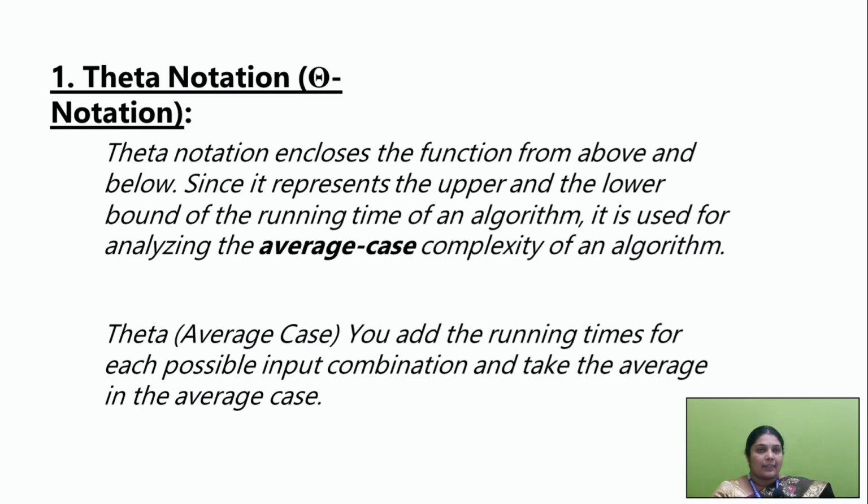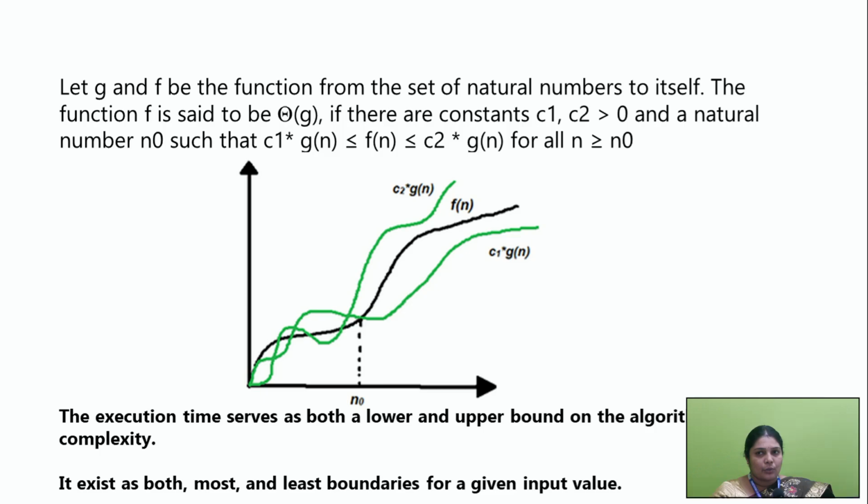First we are going to see theta notation. Theta notation encloses the function from above and below. Since it represents the upper and lower bound of the running time of the algorithm, it is used to analyze the average case complexity of the program. In theta notation, you add the running times for each possible input combination and take the average. Next, here we are using a graph notation. The execution time serves as both lower and upper bound of the algorithmic complexity.